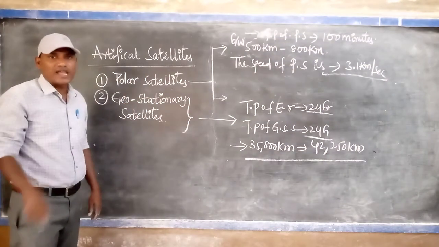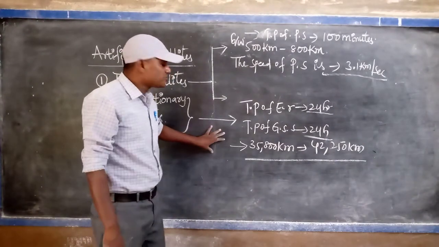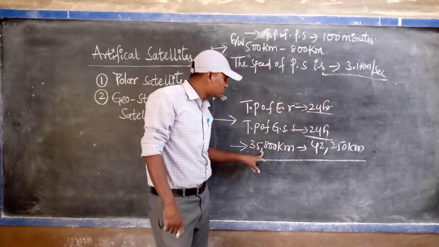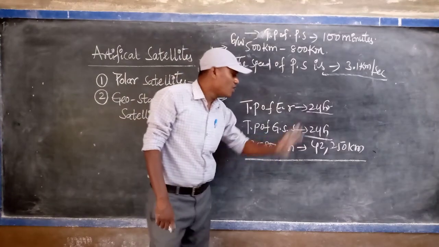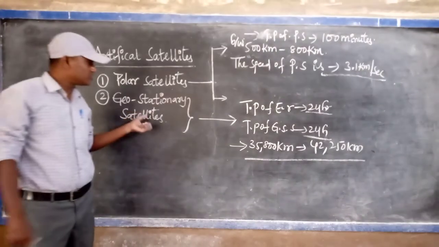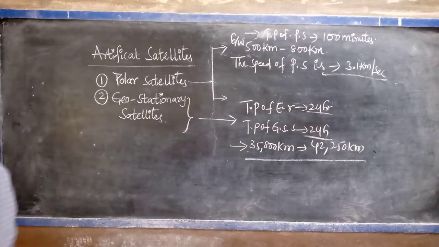Either polar or geostationary, the satellites revolve around the earth. So the altitude of the geostationary satellites is 35,800 kilometers to 42,250 kilometers. That is the range of the geostationary. 500 to 800 is the polar satellites.